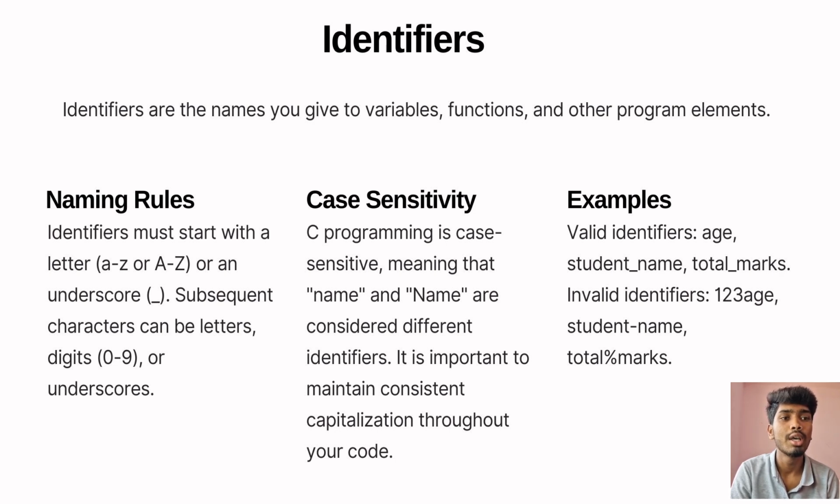Case sensitivity. C programming is case sensitive, meaning the name in small letters and the name in capital letters are considered different identifiers. It is important to maintain consistent capitalization throughout your code. Examples. Valid identifiers: age, student_name, total_marks. Invalid identifiers: 123age, student name, total marks percentage.